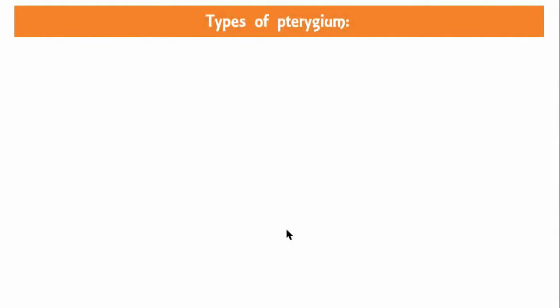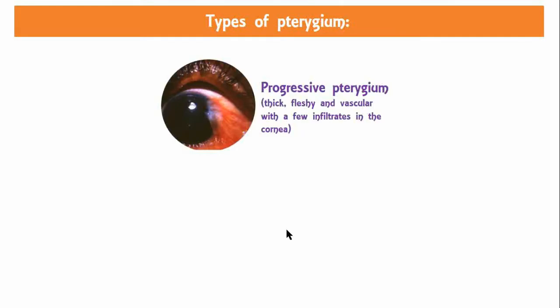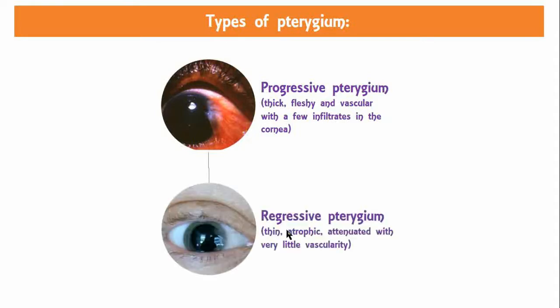Types of pterygium. Depending upon the progression, it may be progressive or regressive pterygium. Progressive pterygium is thick, fleshy, and vascular with a few infiltrates in the cornea, in front of the head of the pterygium, called cap of pterygium. Regressive pterygium is thin, atrophic, attenuated with very little vascularity. There is no cap. Ultimately it becomes membranous but never disappears.